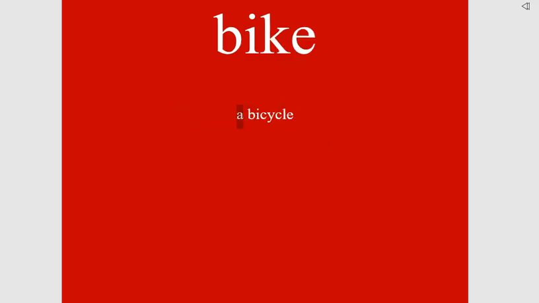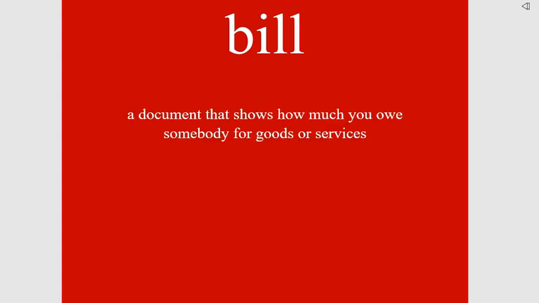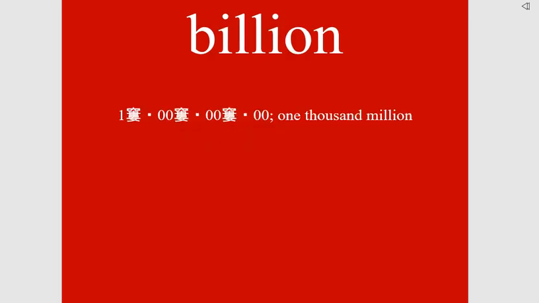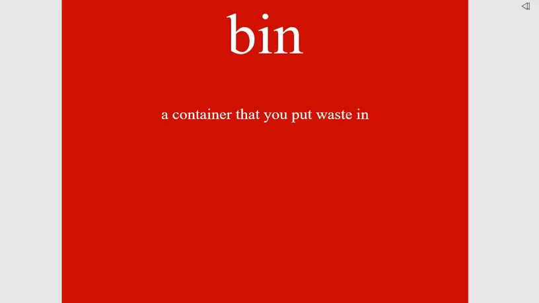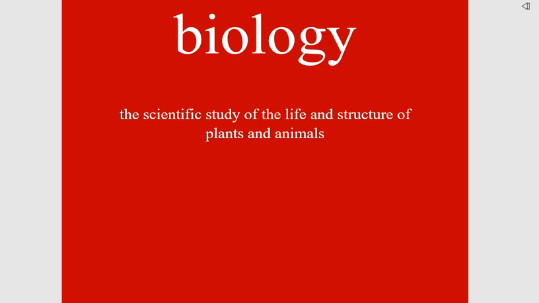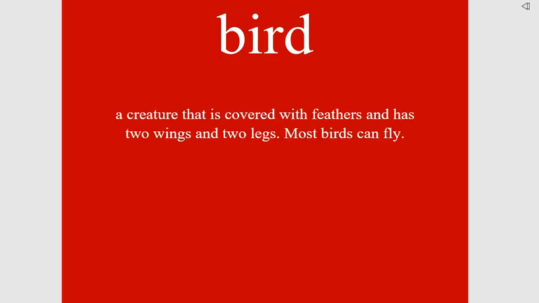Bike. A bicycle. Bill. A document that shows how much you owe somebody for goods or services. Billion. 1,000,000,000, 1,000 million. Bin. A container that you put waste in. Biology. The scientific study of the life and structure of plants and animals. Bird. A creature that is covered with feathers and has 2 wings and 2 legs.